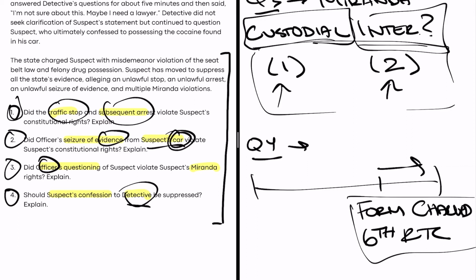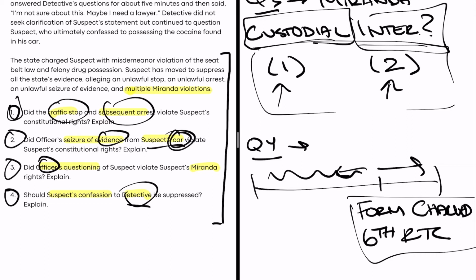If it's before formal charging, we'll have to think about Miranda again. This could be another Miranda issue. It does look like the call of the question, if we look back up here, is that there are multiple Miranda violations being alleged. So that would lead me to believe we're probably over here somewhere in the timeline.